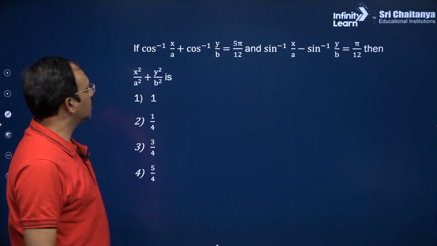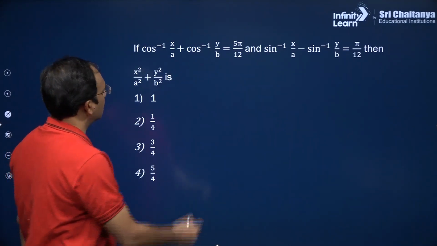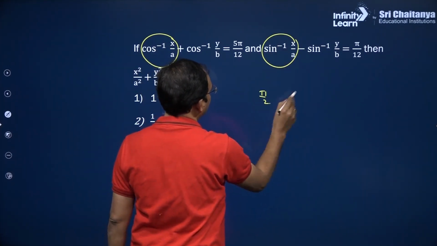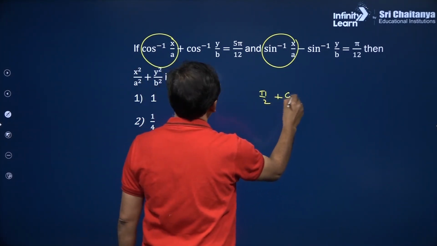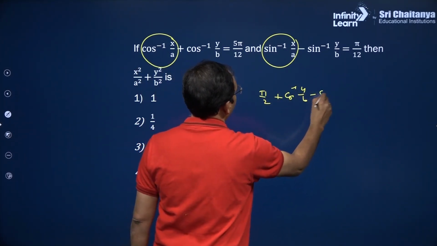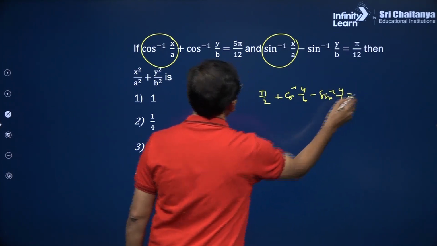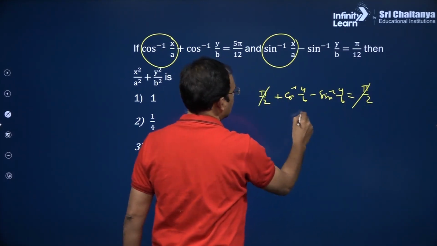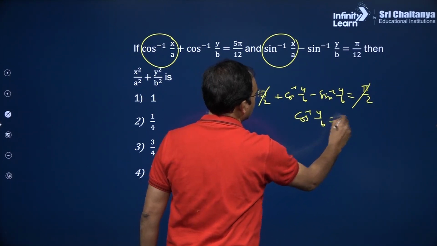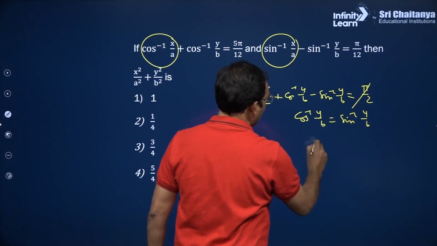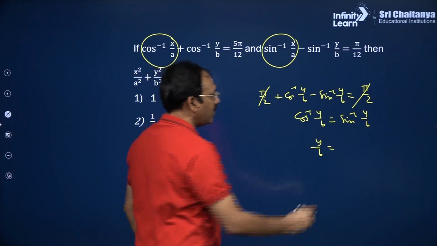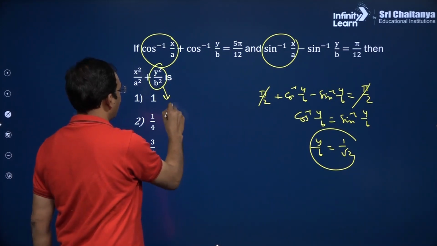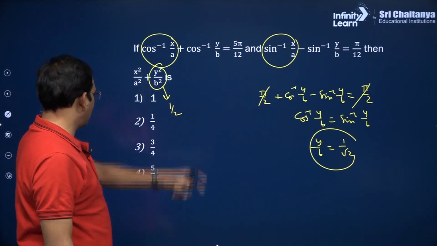Next, my dear friends, you see these are two simple inverse trigonometric equations. If you add these two, cos inverse x by a plus sin inverse x by a will become pi by 2. So, plus cos inverse y by b minus sin inverse y by b is equal to 5 pi by 12, pi by 12, 6 pi by 12, that is pi by 2. So, these two get cancelled, you will get cos inverse y by b is equal to sin inverse y by b. Undoubtedly y by b now must be 1 by root 2, my dear friends, and hence in the question y square by b square will become 1 by 2.